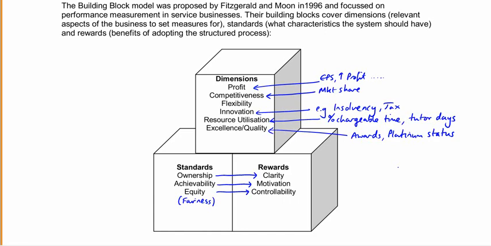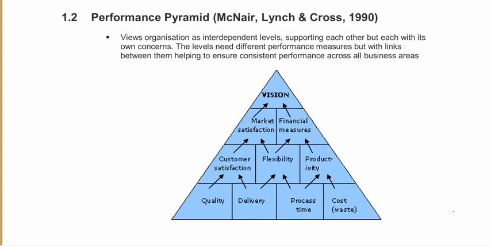Okay, if we now take a look at the performance pyramid. The performance pyramid of McNair, Lynch and Cross really builds on something we have also talked about earlier, which is that when you're objective setting within an organisation, you've got to have consistency up and down the organisation and within the individual tiers within an organisation. So McNair, Lynch and Cross say, look at the sort of operational level of your organisation.